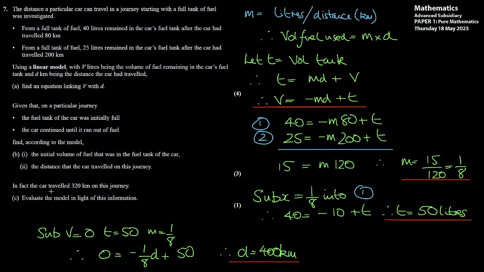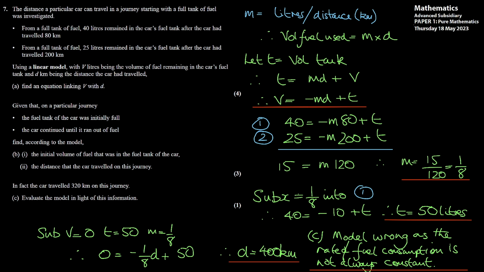And then again, a rather silly question here. In fact, the car only travelled 320 kilometres on this journey. Evaluate the model in the light of the information. Well, the model has made so many assumptions about the constant rate of fuel consumption. If this journey involved the climbing of a lot of hills, for example, you will get a much lower distance because the rate of consumption of fuel will be higher. And there's a suitable sentence that will gain you the single mark on offer.